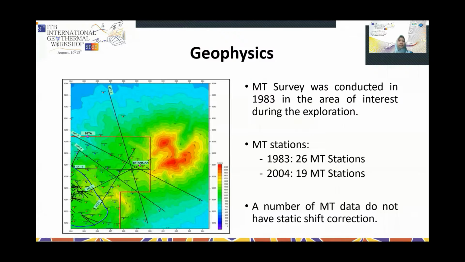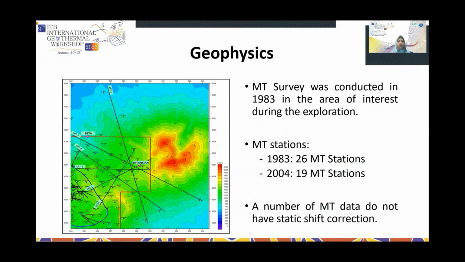A geophysical survey was conducted in 1983 in the area of interest during the exploration. In this survey, magnetotelluric stations were distributed around the broader prospect area, toward the east region of the prospect in the vicinity of the Kawah Ertankian area. Although the survey was conducted with wide coverage, a number of the magnetotelluric stations were not used because of the low signal-to-noise ratio and absence of a static shift correction on the data.